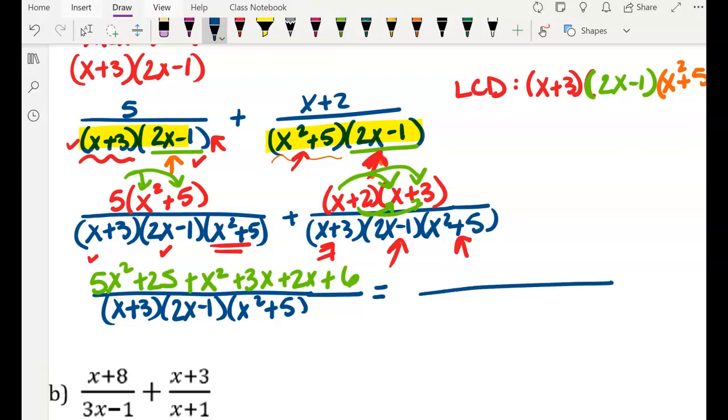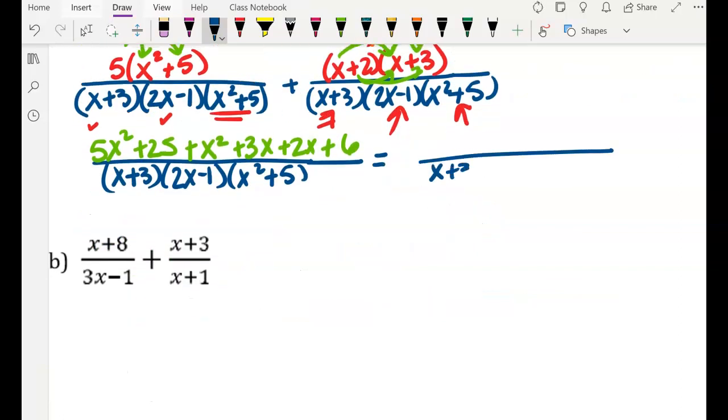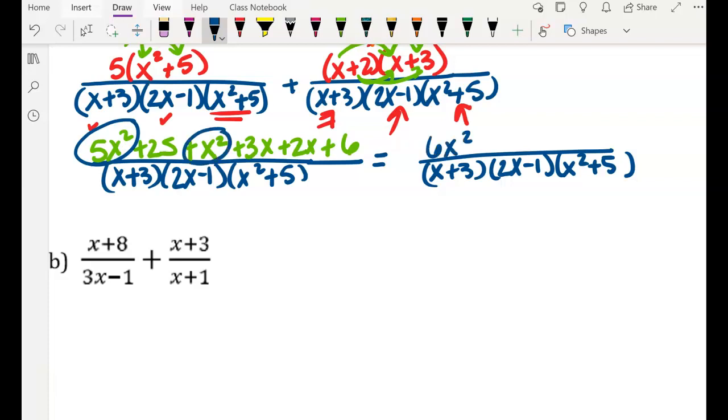The bottom, let's copy it back down. Let me move it up for a second. x plus 3, 2x minus 1, x squared plus 5. Okay, on the top, we have 5x squared and 1 more, so that would make it 6x squared. We have 5 x's together here, so plus 5x. 25 and 6 will give us 31.